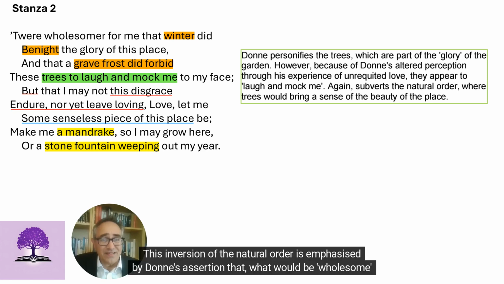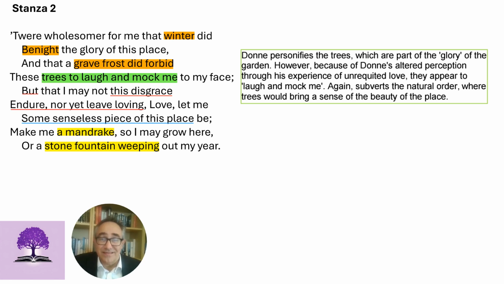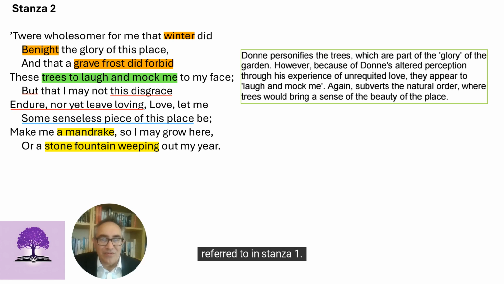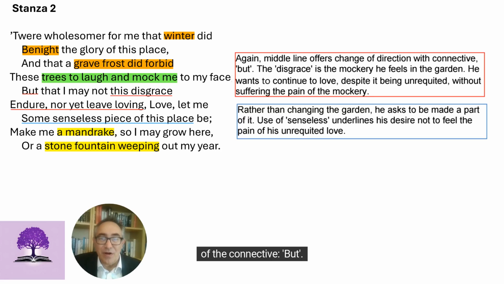This inversion of the natural order is emphasized by Donne's assertion that what would be wholesome for the lover would kill the life in the garden. Thereby, Donne exemplifies the way the lover is an embodiment of the snake in the paradise of the garden referred to in stanza 1. Once again, Donne uses the structure of the stanza to mark a change of direction, emphasized in the use of the connective "but."